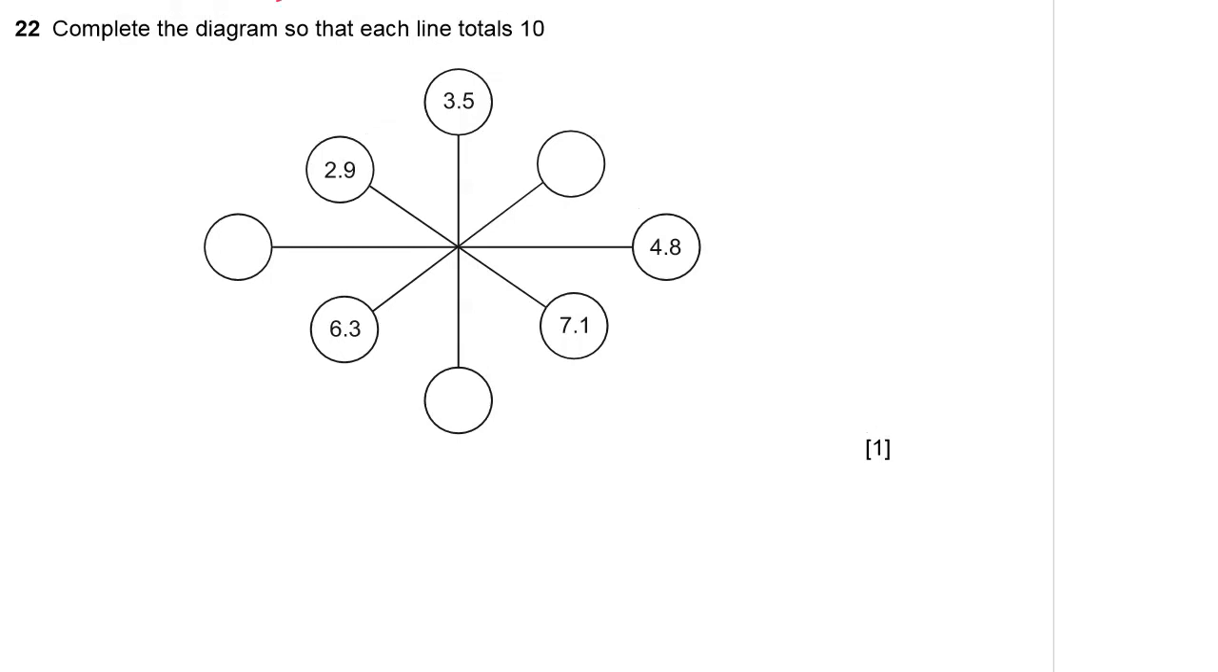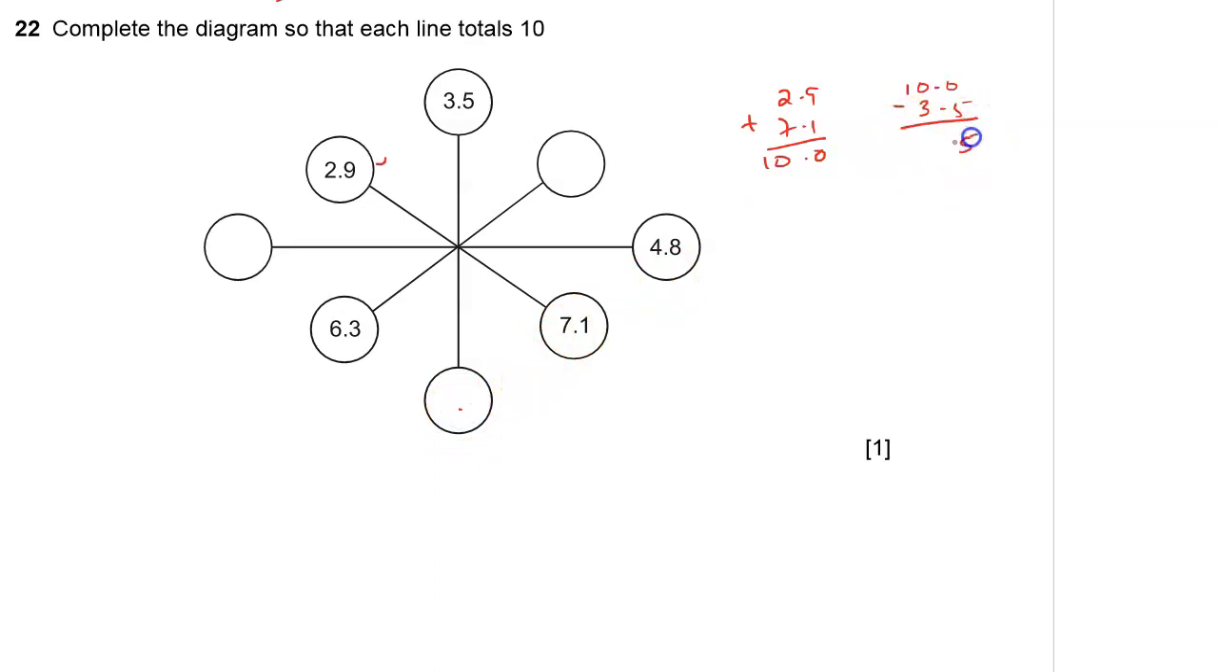Question 22. Complete the diagram so that each line totals 10. Of course, one is done for us here: 2.9 plus 2.9 plus 4.2... 2.9 plus 7.1 equals 10. Okay. Therefore, to solve the rest, you just take away the number. Like here, we take away 3.5 to get what number should be here.